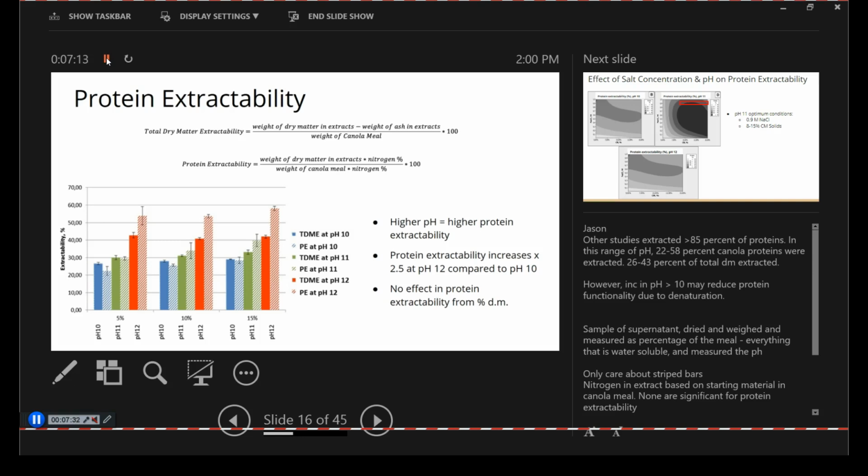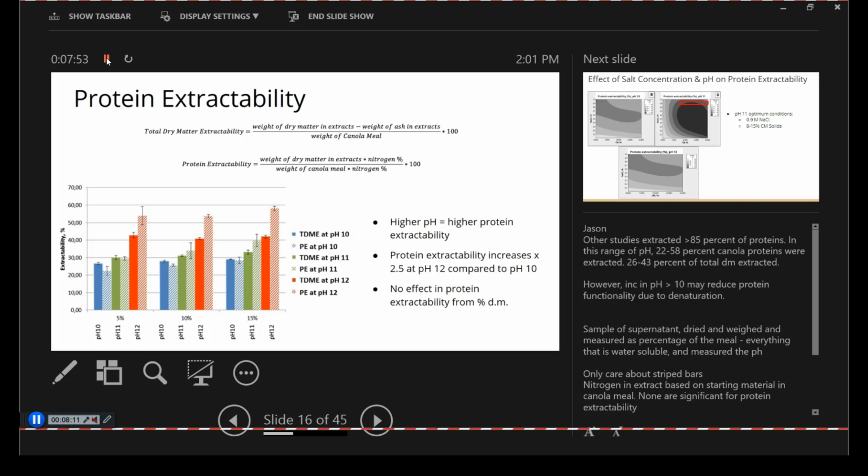And the resulting protein extractability can be seen in the graph displayed. So it was separated by the percentage of canola meal at 5, 10, and 15%, and then categorized by the pH level of pH 10, 11, or 12. And these solid bars represent the total dry matter extractability, which is defined as the amount of weight in extracts over canola meal. And then the striped bars represent the protein extractability, defined as the nitrogen in extracts over the weight of the canola meal.